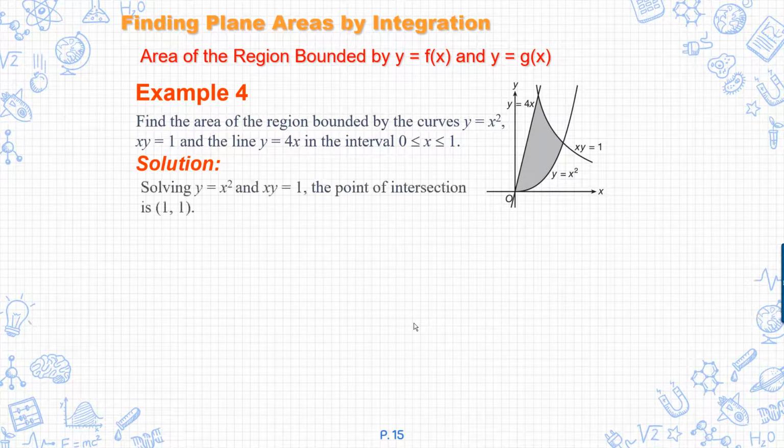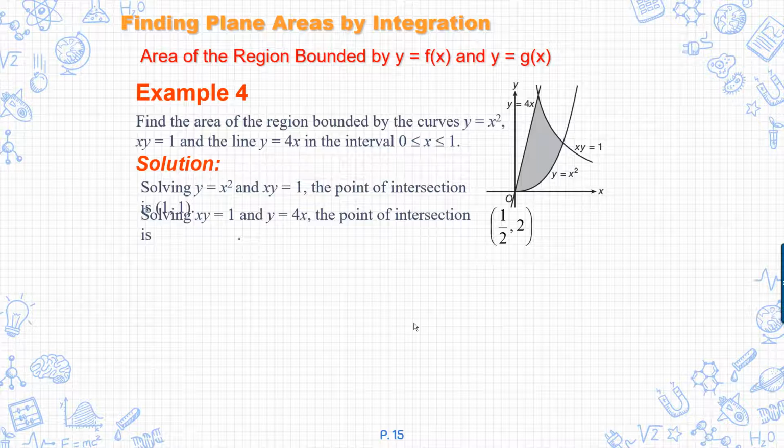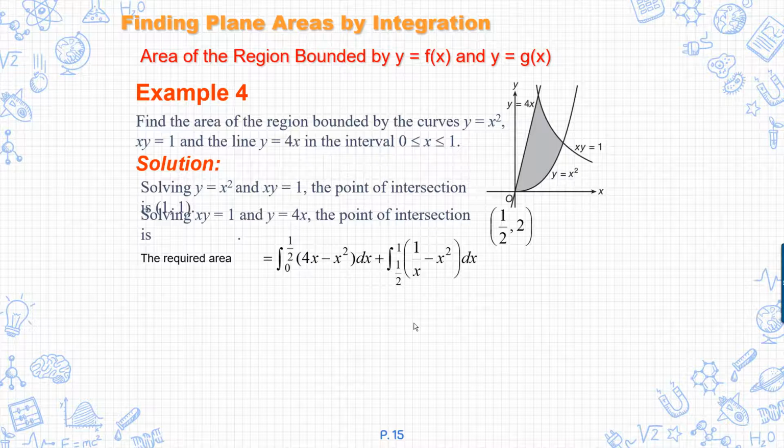The points of intersection are x is equal to 1 by 2 and x is equal to 2, and you can quickly observe it. So we have two possibilities of bounding areas. Between x is equal to 0 and x is equal to 1 by 2, we can clearly see that the straight line is lying above the parabola, while between 1 by 2 and 2, the curve x into y is equal to 1 is lying above the parabola.